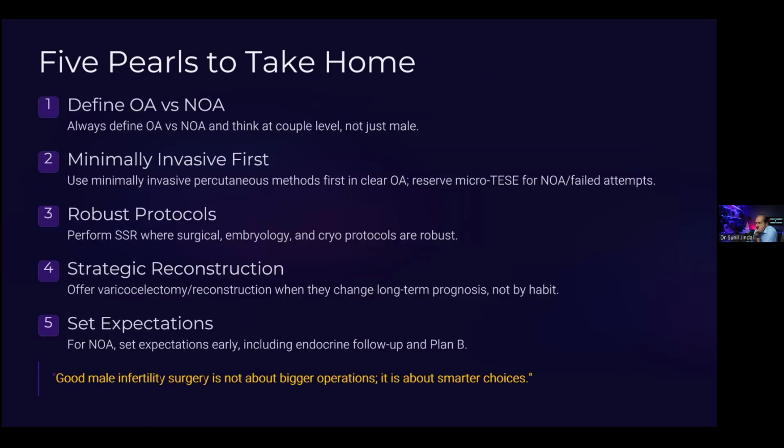So I'll come to the 5 pearls: obstructive azoospermia, non-obstructive azoospermia. Think before you're going in where you're going. Try something minimally invasive first. You should have very good protocols when it comes to surgical sperm retrieval. It's a tough job. It's a difficult job, both for the embryologist and the surgeon. So you've got to be very clear where you are.